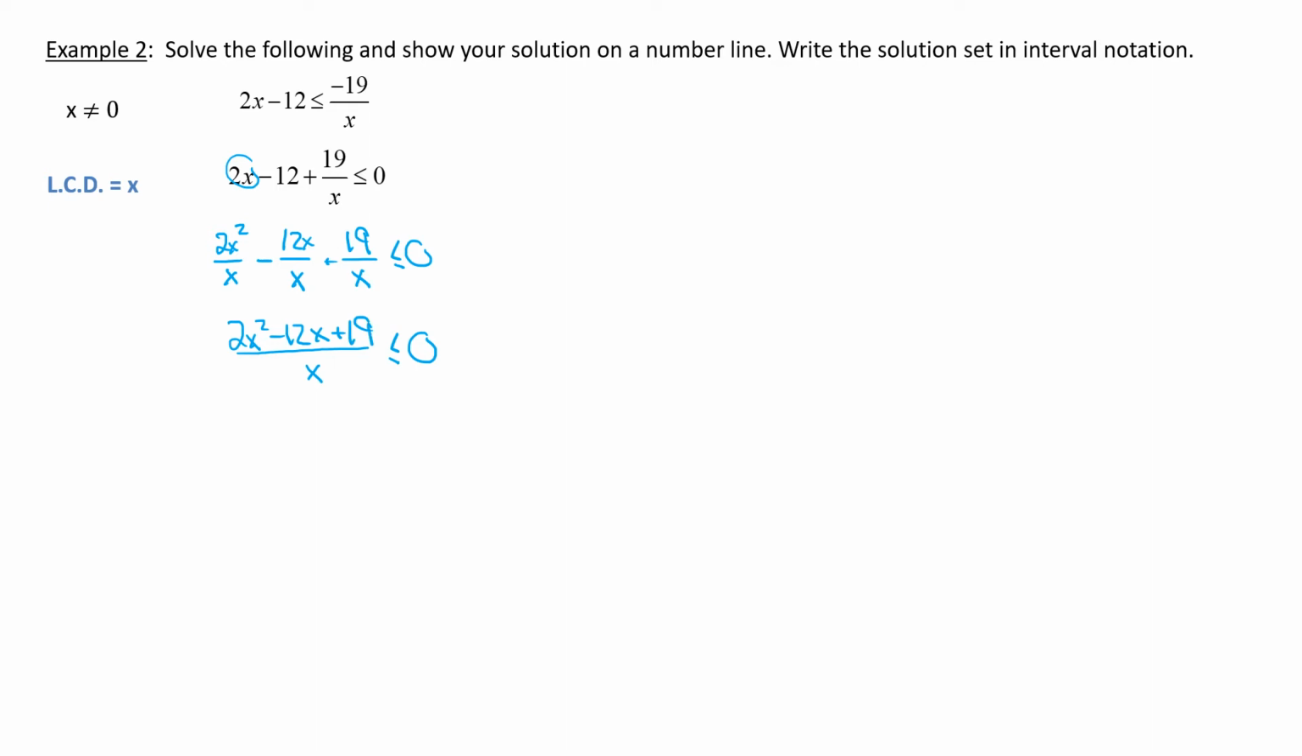Okay. How are we going to find a solution here? So remember the previous examples, it was based on the denominator restrictions, which we've already got as 0, and the zeros of the numerator. What are the zeros of my numerator? Well, can we factor it? Is there anything that multiplies to 19 times 2, and adds to the middle term, negative 12?